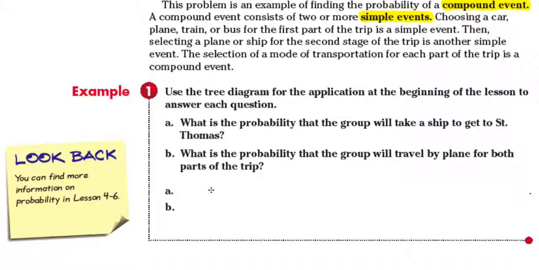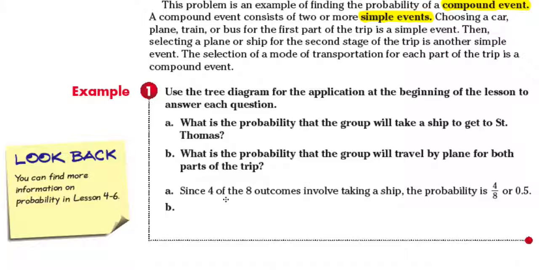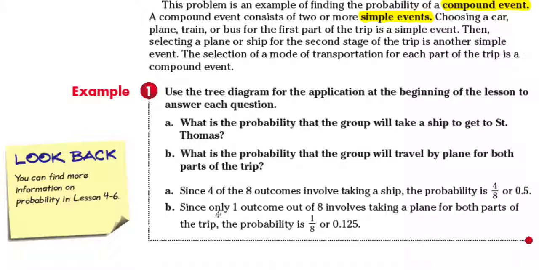Now, if you look at your book carefully and you look at your tree diagram, letter A answer: since 4 of the 8 outcomes involve taking a ship, the probability is 4/8 or 0.5. And in letter B, the probability of traveling by plane for both parts of the trip: since there's only one outcome out of 8 involving a plane for both parts of the trip, the probability is 1 over 8 or 0.125. Okay?